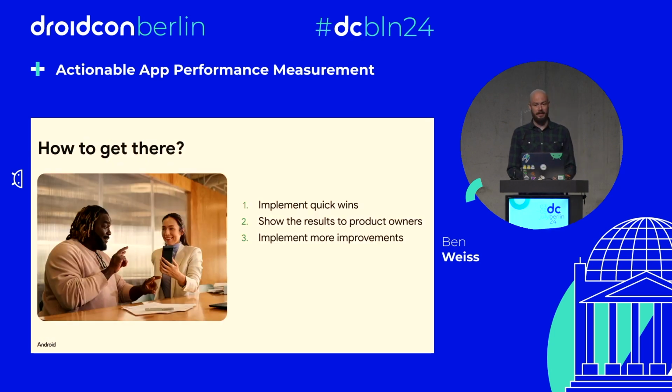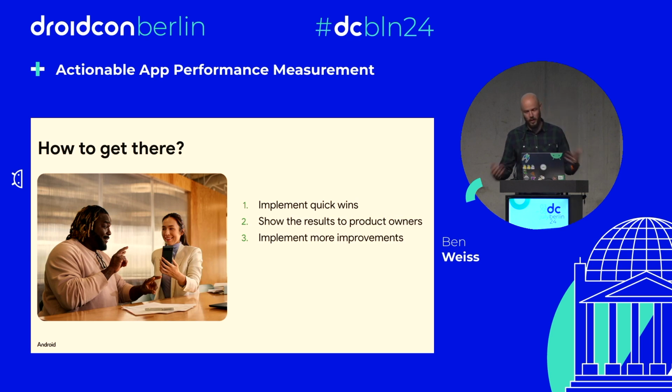So how do you get there? How do you get from where you are right now to having an app that really performs well? So we implemented quick wins. The quick wins: baseline profiles is the biggest quick win. I did a workshop last week at I/O Connect two times, and there were about 40 participants, and about half of those brought their own application. And they were able to implement baseline profiles in, I think, a 30-minute workshop.